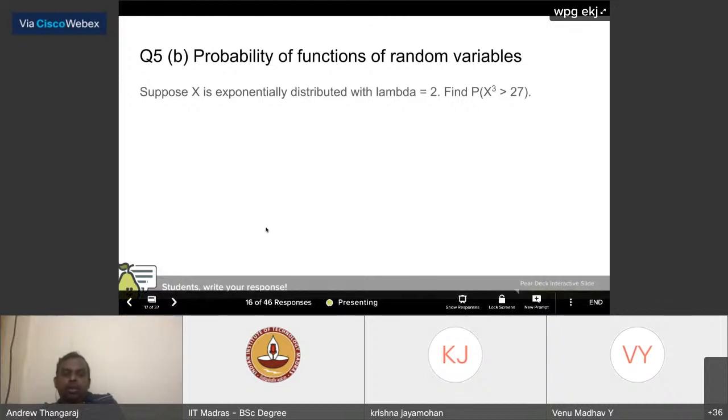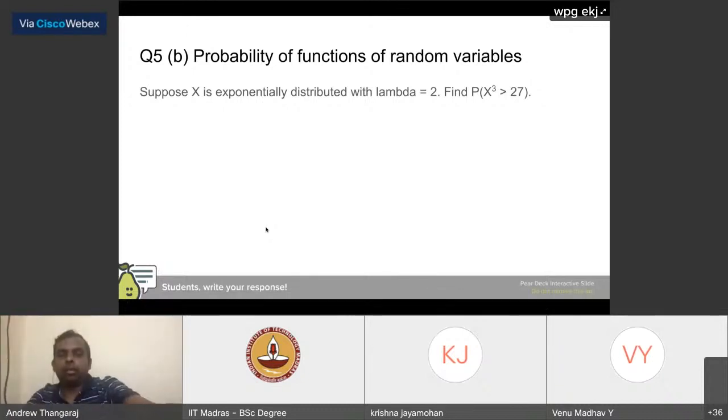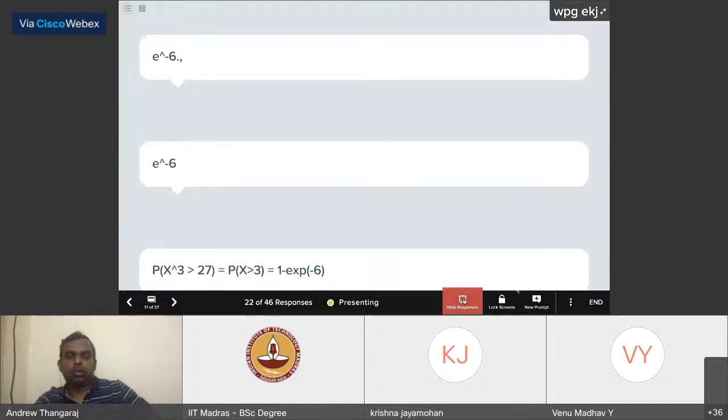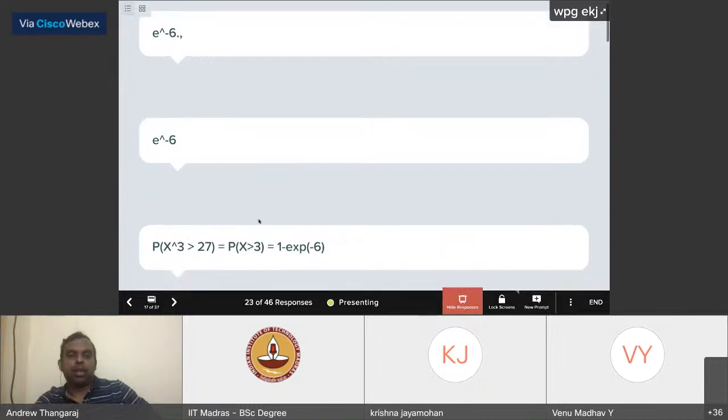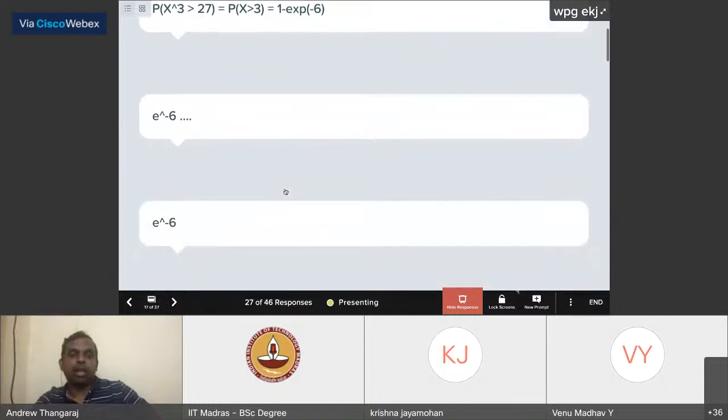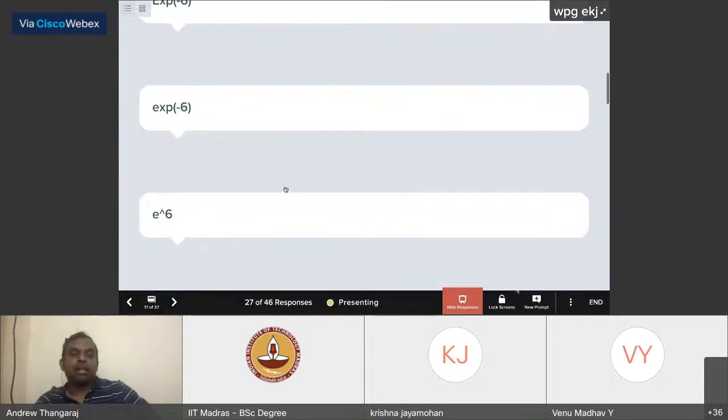I see many people have come close to the answer. Okay, there you go. E power minus 6, there you go. See, notice again, x greater than 3 is 1 minus the CDF. CDF is actually 1 minus, so that 1 and 1 will cancel. So you're making a mistake here in the CDF. Be careful with the CDF. So e power minus 6 is the correct answer.